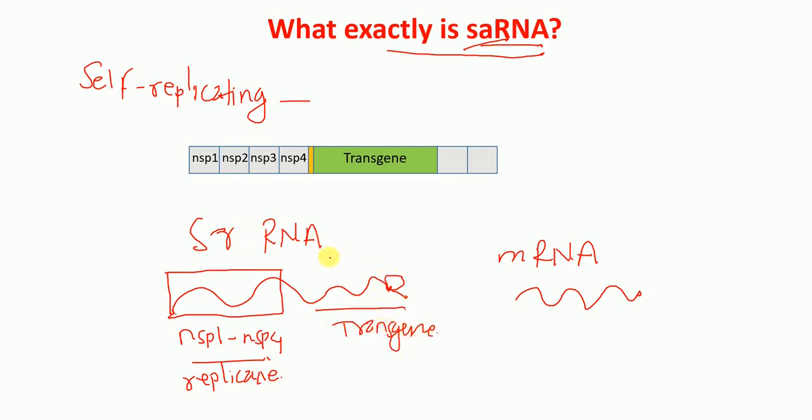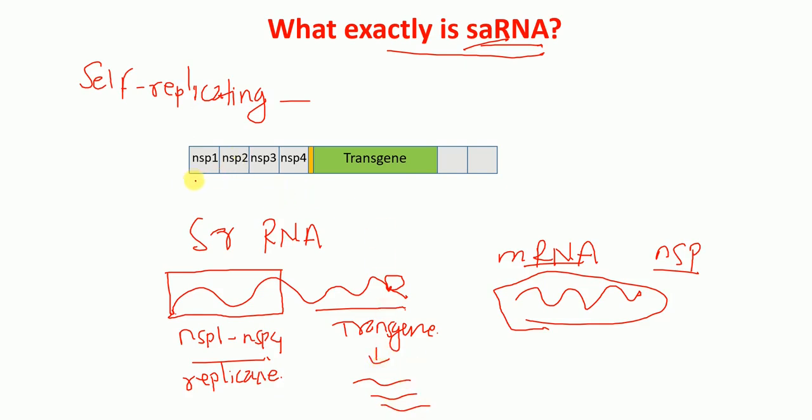So basically in messenger RNA we just have our coding sequence and the 5' and 3' UTRs. That's it. Here we don't have any of these non-structural proteins from the viruses. Whereas in self-replicating RNA, we also put the sequences encoding for the non-structural proteins from alpha viruses to form the replicase or the replication machinery. And when inside the cell, this replicase replicates our transgene.